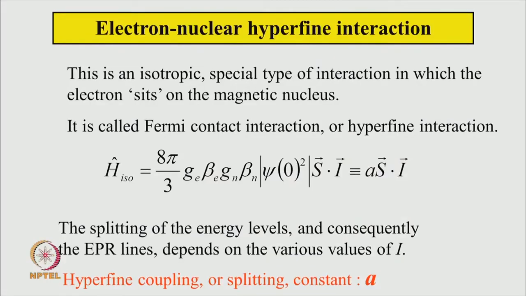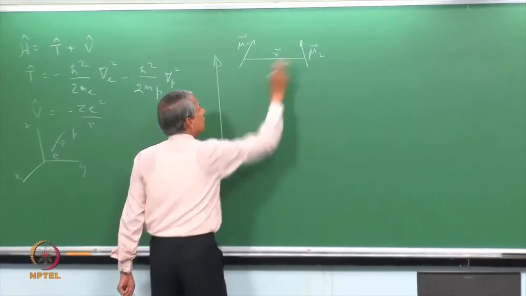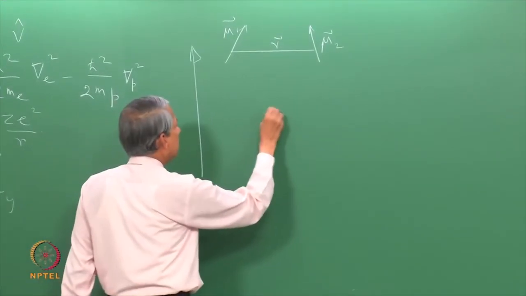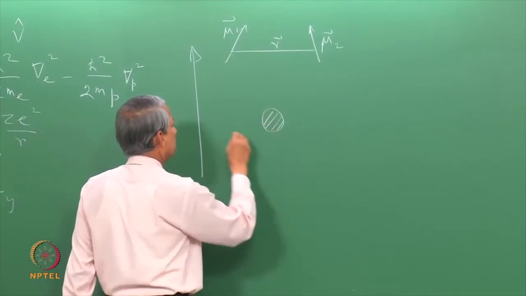So, what other type of interaction can this electron and nucleus have? That is called electron nuclear hyperfine interaction. It is a special type of interaction which does not depend on the direction. It is called an isotropic interaction, and also a special requirement is that the electron sort of sits on the magnetic nucleus. So, unlike the dipole dipole interaction, here, let us say this is the nucleus which is a proton.